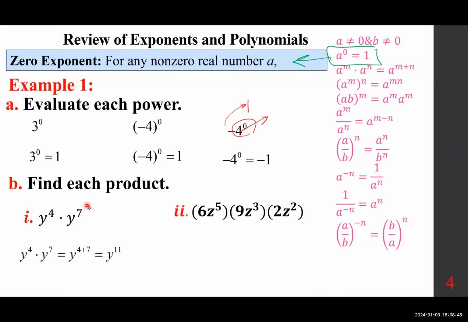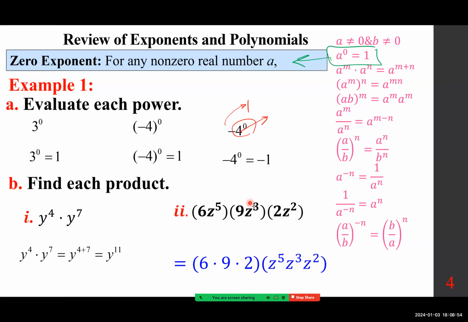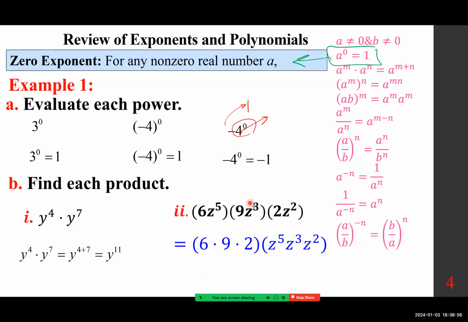If we have this one, we can do it in one shot, but let's do it in two shots so it becomes clear as to what we have. So we put the numbers next to each other and the z's next to each other. So now we realize this is 6 times 9 times 2, which is 108. And z to the power of, add them up, 5 plus 3 plus 2, which makes it the power of 10.